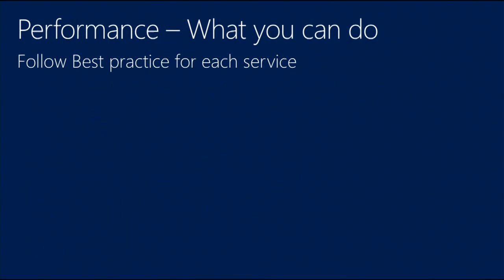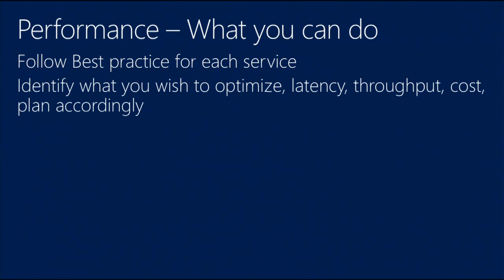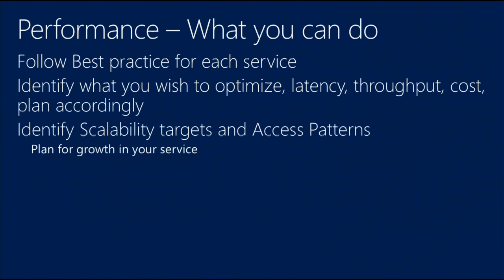So performance, what can you do? Follow best practice for each service. We're going to hit blobs, tables, and queues, and what you can do for throughput and latency. And then identify what you're trying to optimize for. Is it latency? Is it throughput? Is it cost? And plan accordingly. Identify the scalability targets and access patterns.